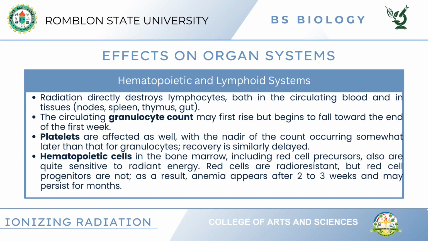First, the hematopoietic and lymphoid system. So lymphocytes are easily destroyed. Because they are extremely sensitive sa radiation, at like mabilis silang ma-destroy whether they are in the bloodstream, or like they are stored in places like lymph nodes, spleen, thymus, or gut. And that makes our body weaker at defending itself against infections after radiation exposure.